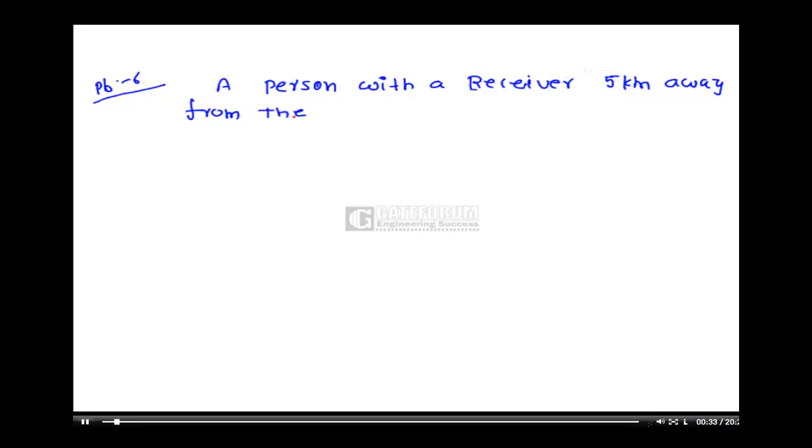A person with a receiver, a person with a receiver 5 kilometers away from the transmitter.